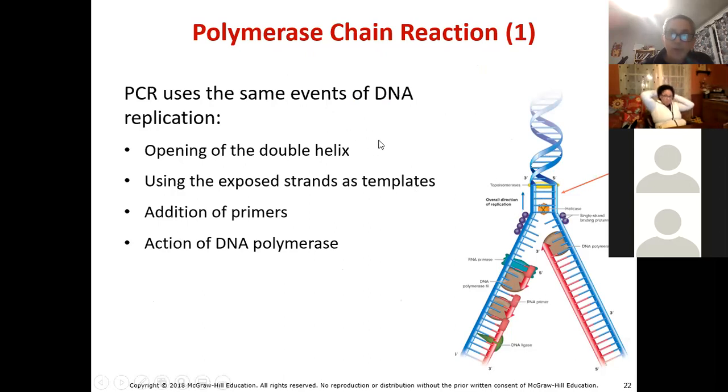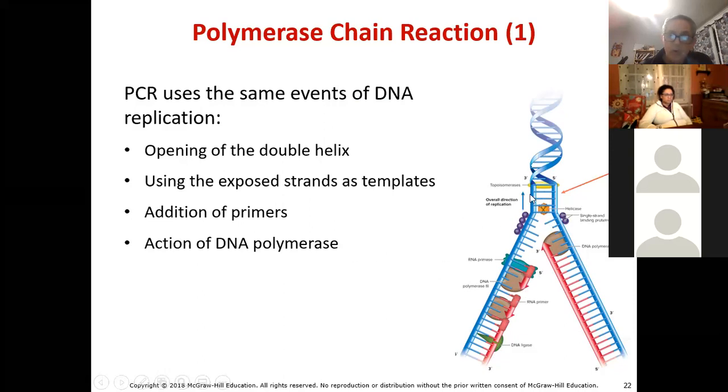What polymerase chain reaction is, it takes advantage of our DNA replication. It uses the same series of events as DNA replication. Remember, the helicase cuts the bonds. You have a DNA polymerase. You have a continuous strand and a lagging strand with these Okazaki fragments.